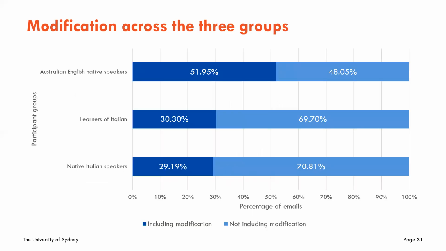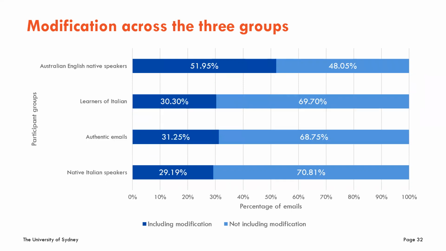So when we look here at the percentage of IFIDs including modification, the learners of Italian show alignment to the native speakers of Italian, in that around 30% of the IFIDs performed include modification. And the Australian English native speakers use modification in just over half the IFIDs performed. So the inclusion of modification seems to be much more prevalent in Australian English than in Italian. And this is also backed up by the authentic emails. So there's an alignment here with the learners in that there isn't much modification used.